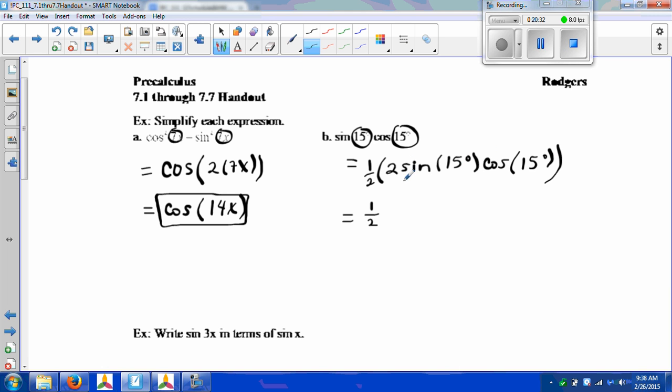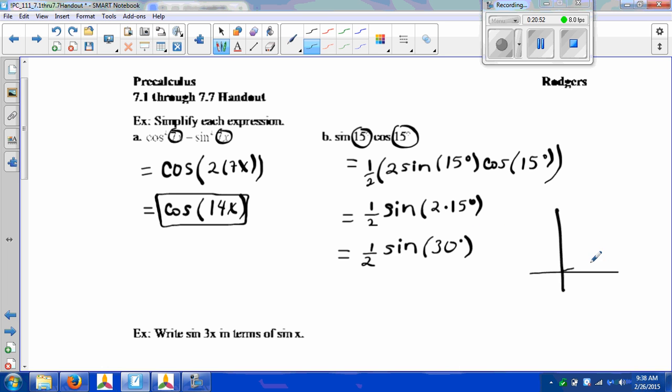Well, that's just the sine of 2 theta. So that's the sine of 2 times 15 degrees. And then that is a half sine of 30 degrees. And then 30 degrees is on your unit circle. That's right there. It's the short one.